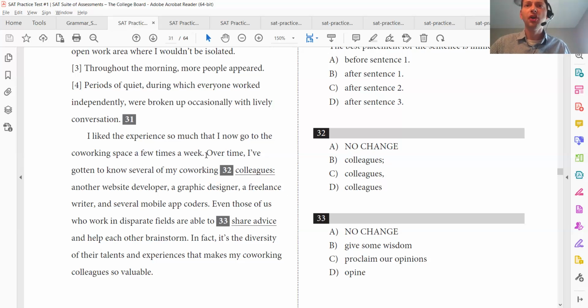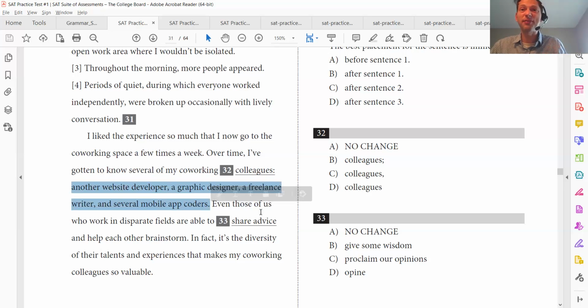Okay, question 32. Over time, I've gotten to know several of my co-working colleagues. Another website developer, a graphics designer, a freelance writer, and several mobile app coders. So over time, I've gotten to know several of my co-working colleagues. That's a sentence. If I could put a period there, I could put a colon, and now I can list the co-working colleagues. Perfect. Notice that B doesn't work because the semicolon is exactly like a period. So although the first part does work because it's a sentence, the second part would not work at all. Another website developer, a graphics designer, a freelance writer, and several mobile app coders. It's not a sentence, so that won't work. It's a classic use of colons.